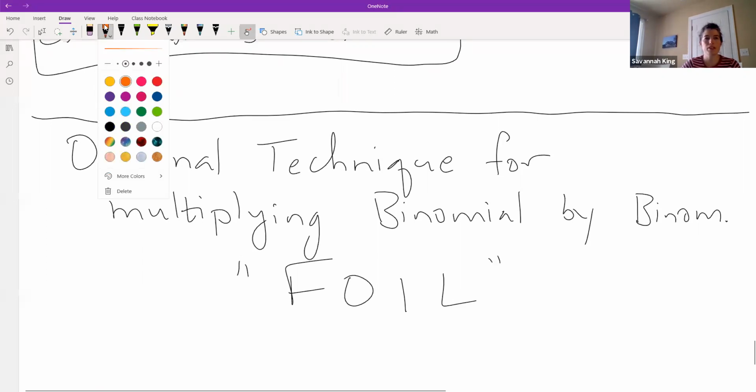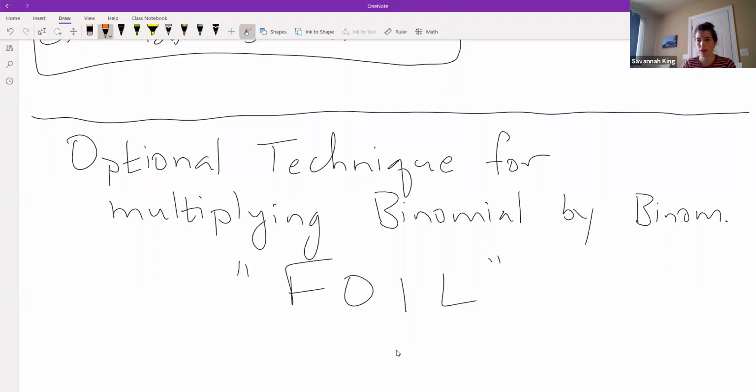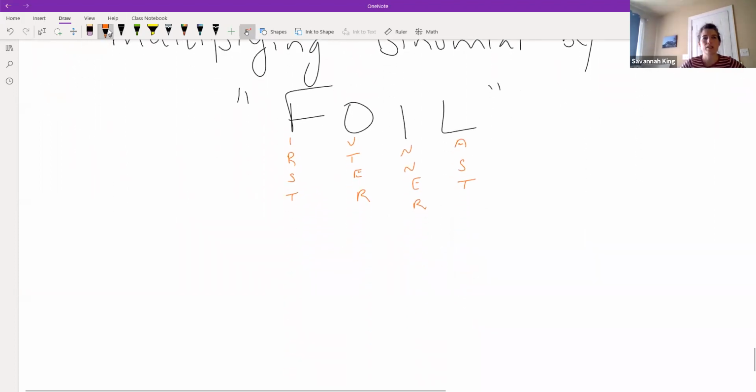And the reason I'm hesitant to teach it is because once people learn it, they call everything foiling. And really, not everything is foiling. In fact, most things are not foiling. So this stands for, this is a memory device, first, outer, inner, and last. We were doing this without calling it that in one of our examples. And I'm not going to hammer too hard on this. I'm going to give us a nice simple practice problem.